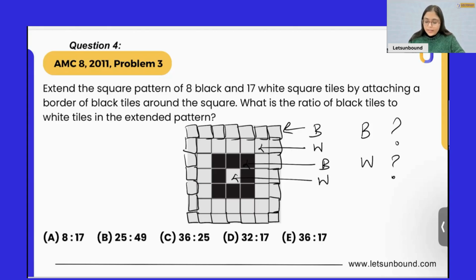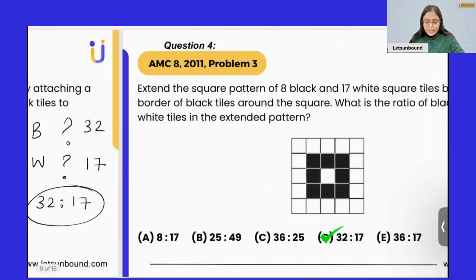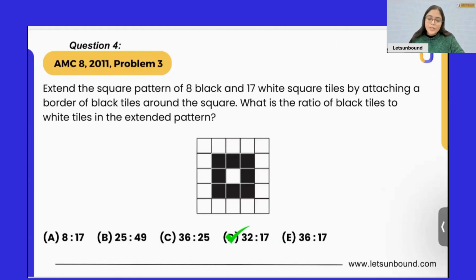Yes, the black ones are 32 and whites are 17. So yes, we got our ratio, that is 32 ratio 17. This is our answer. And very clearly we can see it is option D. Let's just check our answer. Absolutely right. Option D is correct.